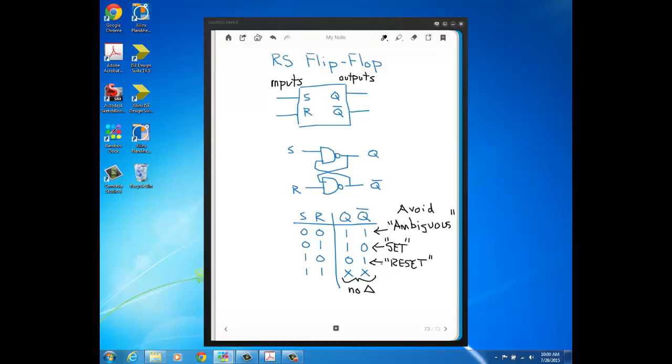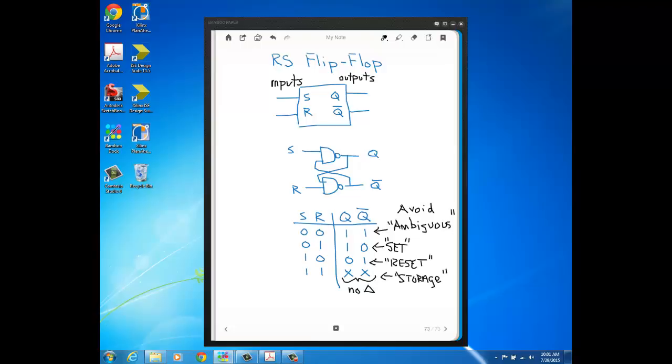Alright, I saved the bottom row here for last because this is why this circuit exists: when both inputs become 1, the outputs don't change. And this is the storage state. This is when the flip-flop is storing data. And that's its purpose.